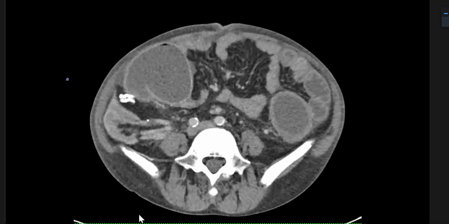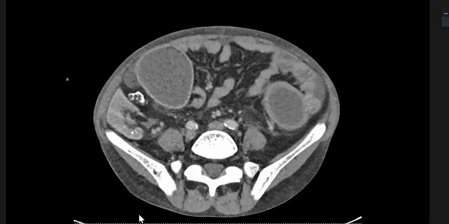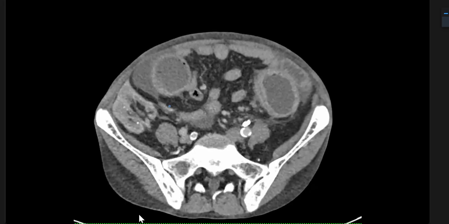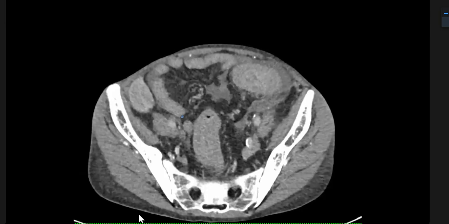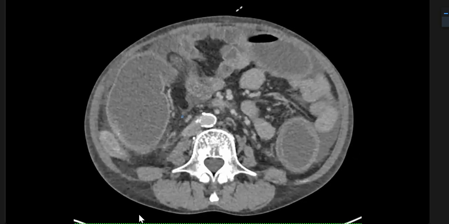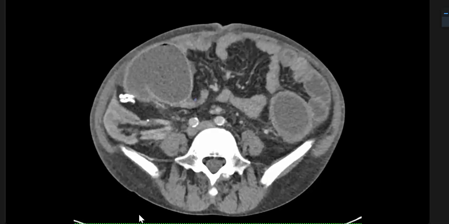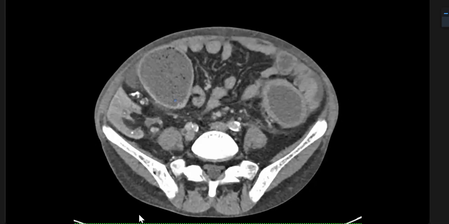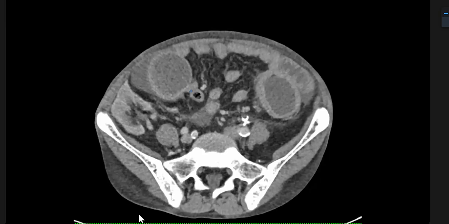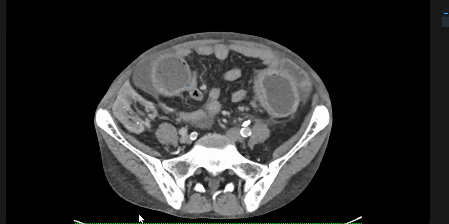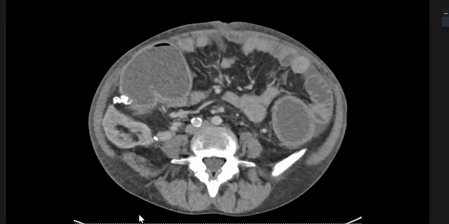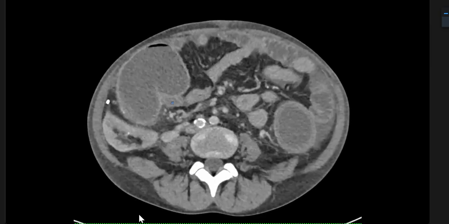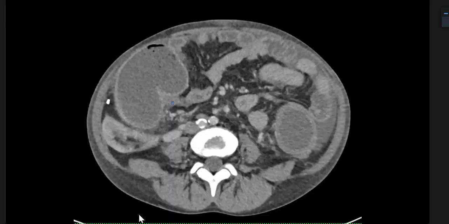Show me again, please. Here. Where? At this level, what's happening at this level? Sir, can you see the cursor? Yeah, I can see the cursor. Beyond this, the bowel appears normal at this level. Show me the abnormality.